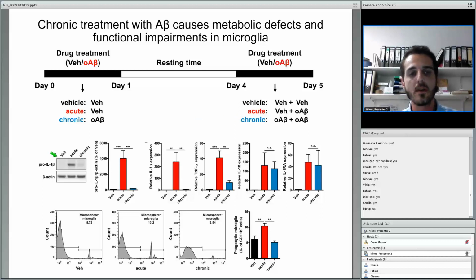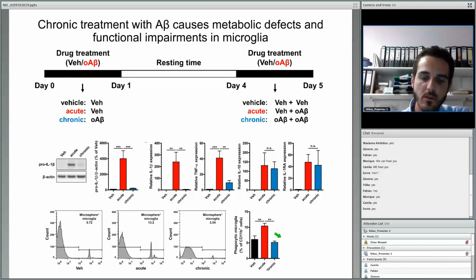They see that the pro-IL-1 beta in the acute phase, so in the second group that only sees the oligomeric A beta for the first time, the production of pro-interleukin-1 beta is actually increased, but in the chronic phase they don't see this increase. This is also reflected in the RNA level of interleukin-1 beta and TNF alpha, and of course, as they saw before, there is no difference in the anti-inflammatory interleukin-10 and the interleukin-1 receptor alpha. In addition, with their phagocytic assay, they see that only after the acute phase of the exposure to the oligomeric A beta do they see the increase in the phagocytic capacity of the cells, while the chronic group is actually reaching the control again.